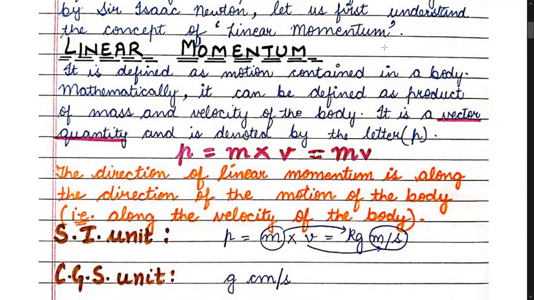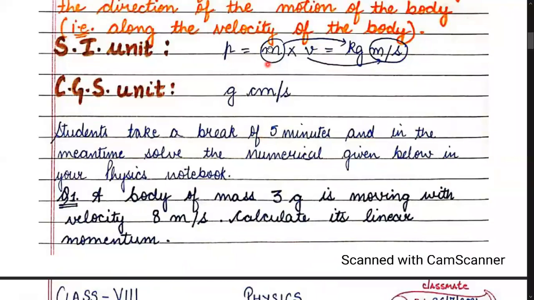The SI unit of momentum can be written as kilogram meters per second. Mass is measured in kg, velocity is measured in meters per second. So the standard international unit comes out to be the product of mass and velocity. Similarly, if we want to write down the CGS unit, then mass will be calculated in grams. Velocity is to be calculated in centimeter per second. So my answer comes as gram centimeter per second.